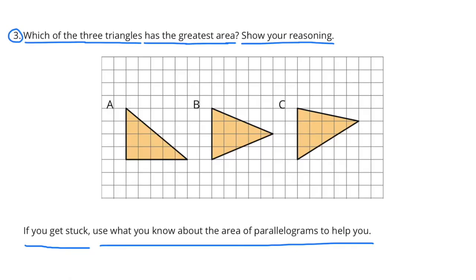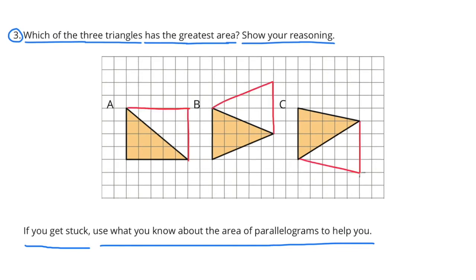Number 3. Which of the 3 triangles has the greatest area? Show your reasoning. If you get stuck, use what you know about the area of parallelograms to help you. I'm going to go ahead and use what I know about parallelograms to help me. So the first thing that I need to do is turn these triangles into parallelograms, either by decomposing and then rearranging into the shape of a rectangle, or copying the shape of the triangle and attaching it to the existing triangle to make a rectangle or a parallelogram.